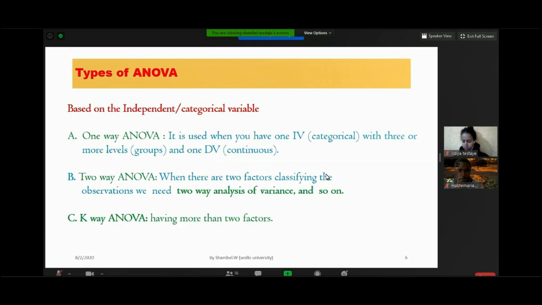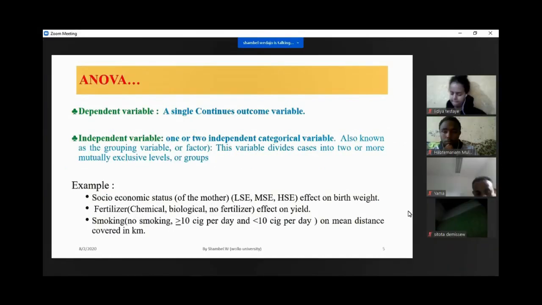But when there are two factors classifying the observation, we need two-way analysis of variance. So, for example, here the socio-economic status of the mother, low, middle, and high, effect on birth weight, only socio-economy. If you add another variable like educational status of the mother, the model has two factors. One is socio-economic status, the other is educational status. When you run socio-economic status as well as educational status in the same model, we can say this is two-way ANOVA.